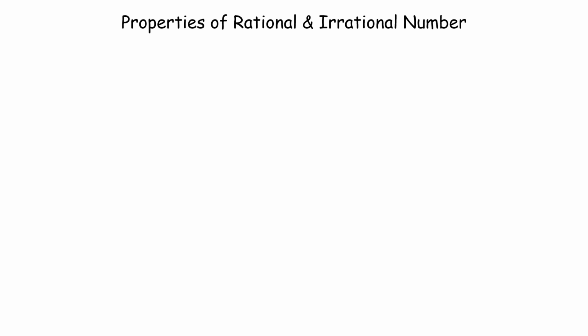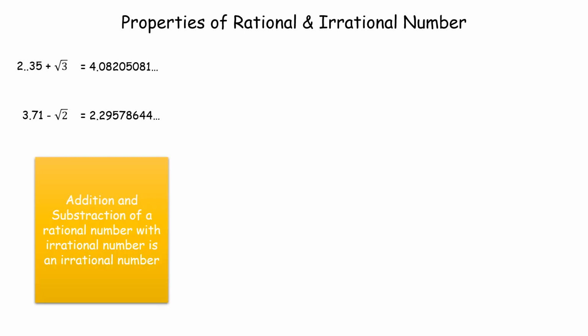Now we'll see properties of rational and irrational numbers. Here, if we add these two numbers, the answer we get is irrational. Similarly, if we subtract root 2 from 3.71, the answer we get is irrational. This is the basic property of rational and irrational numbers: the addition and subtraction of any rational and irrational number gives an irrational number only.